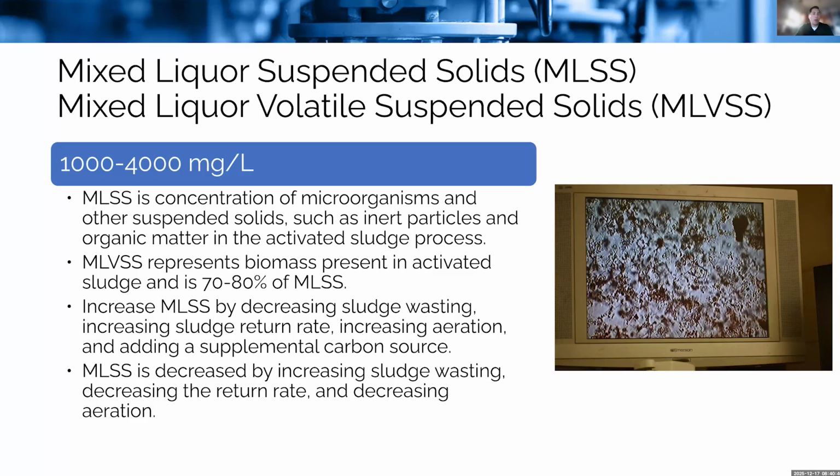In terms of control of our MLSS, you can increase your MLSS by decreasing your sludge wasting, and you can decrease your MLSS by increasing your sludge wasting. I'm sorry, I had that backwards at first. So it's inversely related to how much you're wasting. And if you'll remember, the volatile indicates the living portion of the MLSS, and usually is between about 70 and 80% of the MLSS.